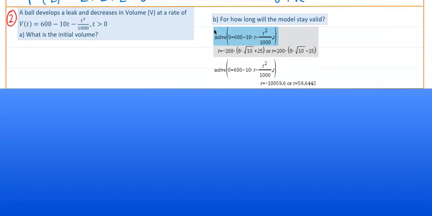Moving into our application questions, a ball develops a leak and decreases in volume at a rate of this. I don't want to read all that out. What is the initial volume? So that is where we would have v of 0. So we could write out a little bit of working here if you really wanted to. But hopefully you can see that that would just be 600.